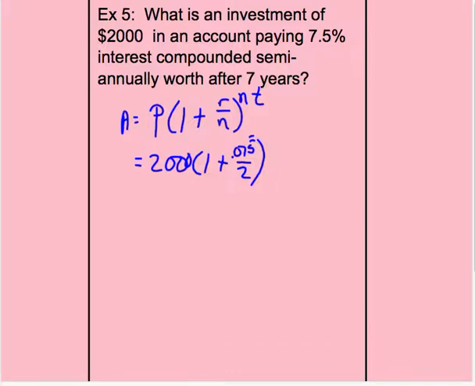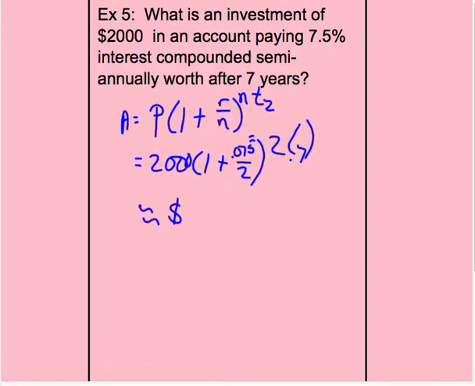All right, and then we raise it to the NT power. Times 7, that should be our exponent. 2 times 7. What that means is that it's compounded twice a year for 7 years. So it will be compounded a total of 14 times. That's our exponent. Punch all of this into your calculator, multiply the 2 by 7 in your head, and make sure you have an exponent of 14.